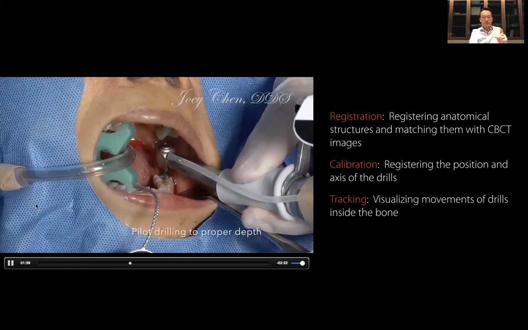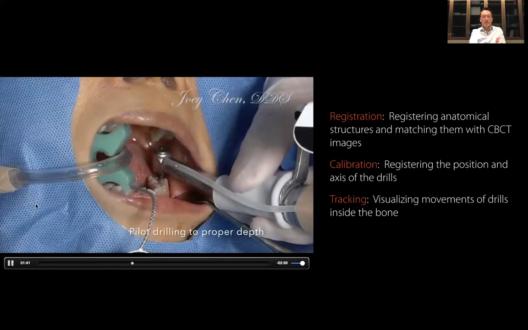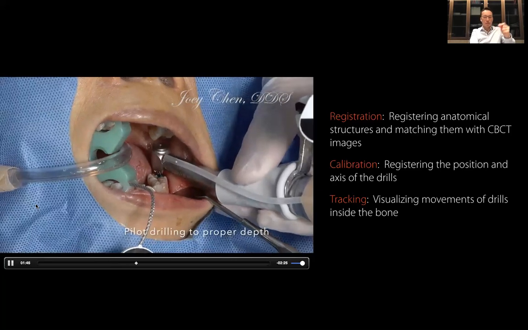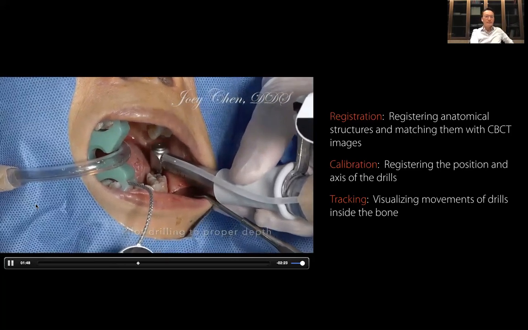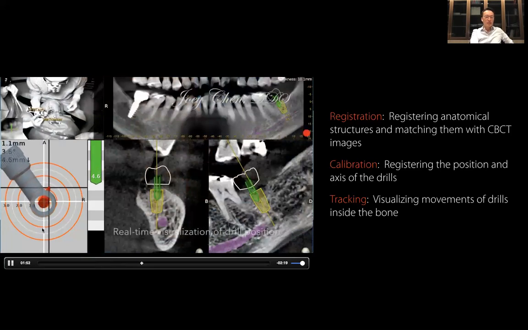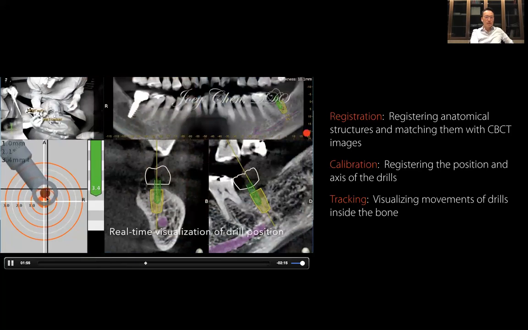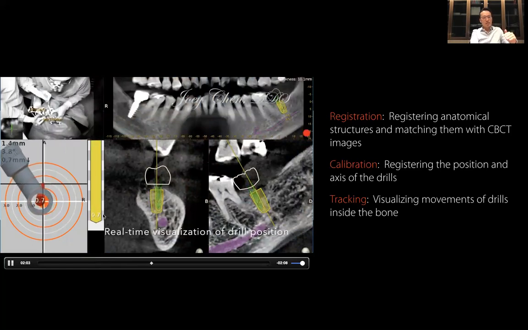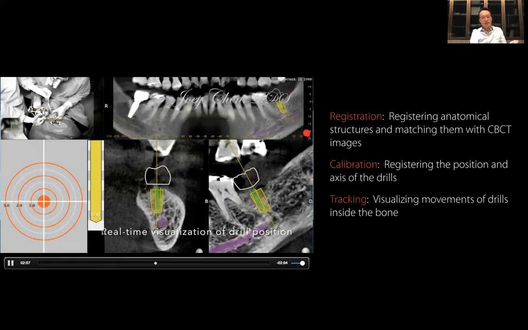After that's been done, we start the tracking process, which is the actual drilling, the osteotomy. Again here, we're seeing this in action. We're seeing the drill going down, and I'm staying pretty much on target. Here we'll see how deep the drill is, and when it reaches within 1 millimeter, it turns yellow, and when it reaches the depth, it will turn red.